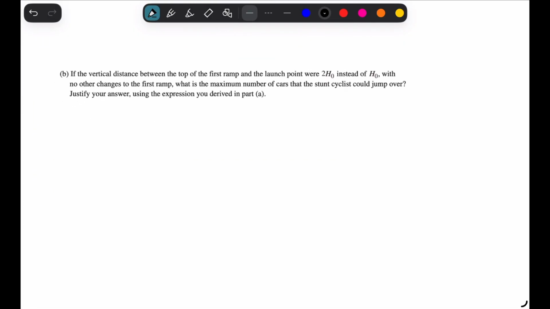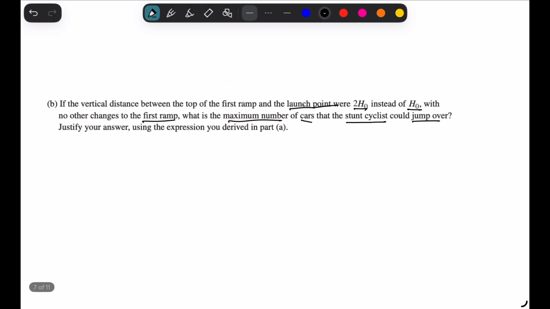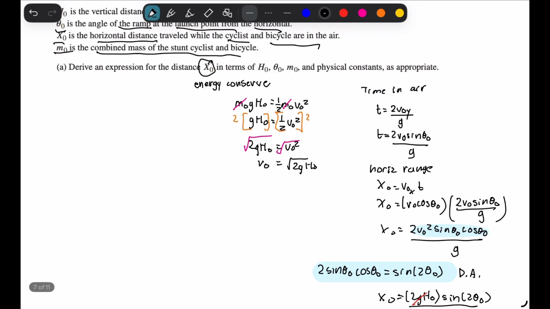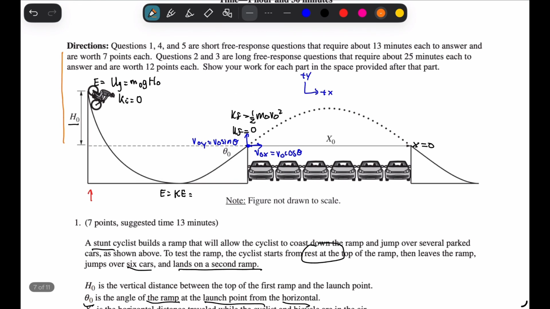Now, we're asked if the vertical distance between the top of the first ramp and the launch point were 2h initial instead of h initial with no other changes to the first ramp, what is the maximum number of cars that the stunt cyclist could jump over? So, what we're changing is, instead of h initial, we have 2h initial for our first ramp. Our first ramp is going to be here. So we're asking if we are going to double it to 2h initial.